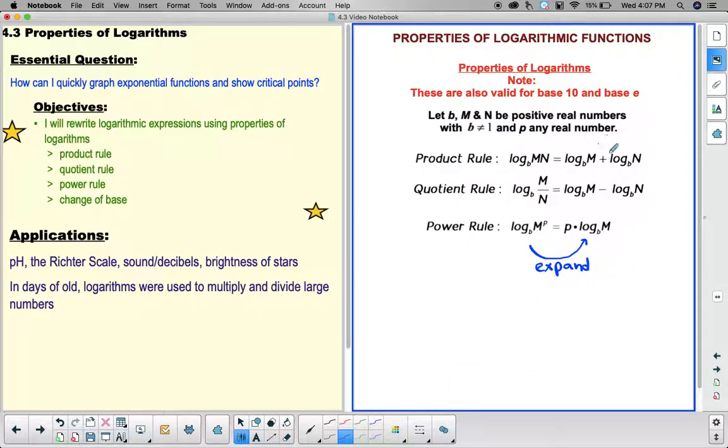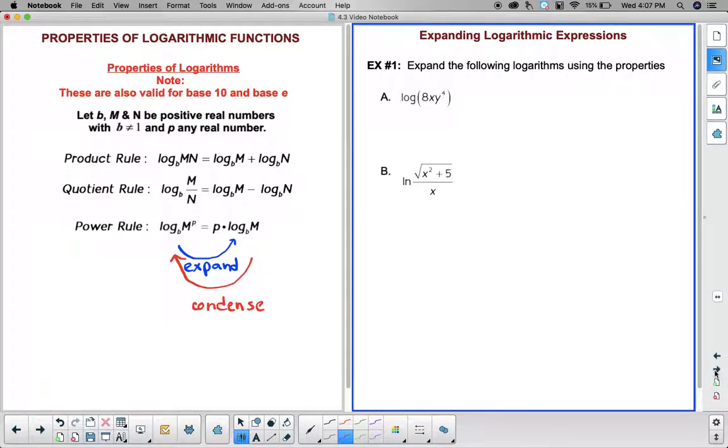Then we'll reverse it. Sometimes we'll want to go from the sum of two logarithms, the difference of two logarithms, or the product of a number and a logarithm, and rewrite that as just one logarithmic term, and that's called condensing, because we're going to be writing it with fewer terms. So we use these properties to either expand expressions or condense expressions. And I'm going to show you some examples of how to expand logarithmic expressions here.